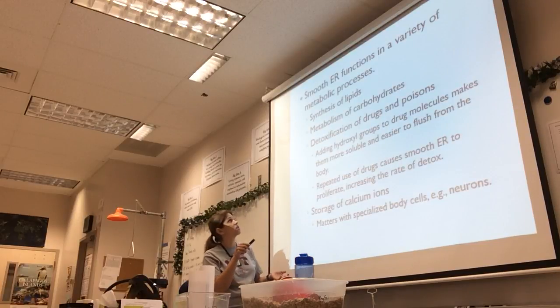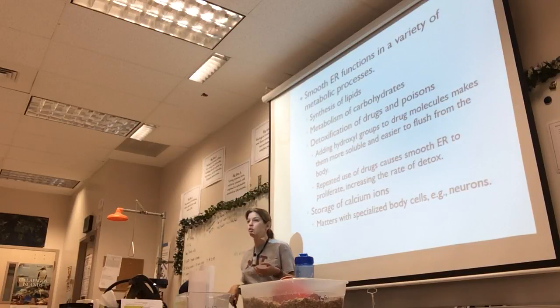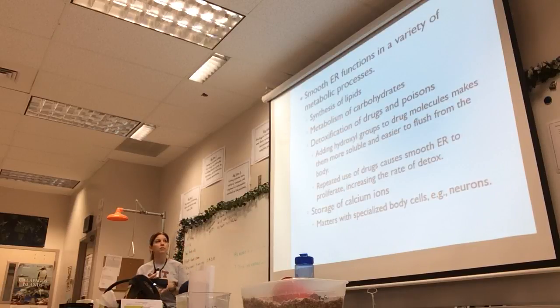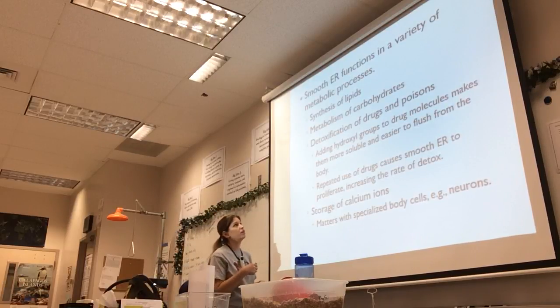So how do we make them more soluble? We add a hydroxyl group, right? Remember hydroxyl? Hydroxyl is going to have an oxygen at the end. Polar, nonpolar, polar, oxygen. That means water is going to be able to dissolve it easier. So we add a hydroxyl to the end, makes it more soluble, and it flushes from the body. But here's the trick. It's the smooth ER that does that.